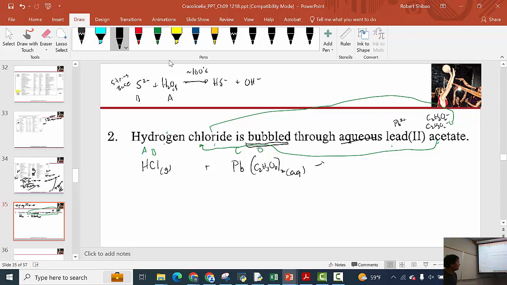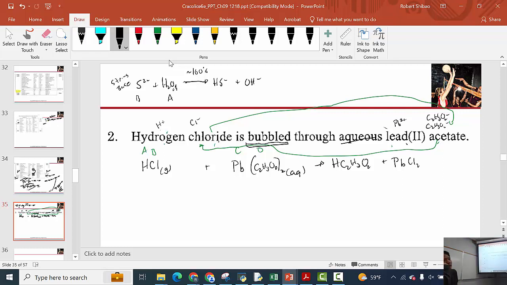So over here we're going to take the H plus and the acetate. Well, H plus and acetate are going to combine in what ratio? How many acetates do I need for every H plus? 1. And so it'll form hydrogen acetate and lead-2 chloride. So how many chlorides do I need for every lead? 2. So we have hydrogen acetate and lead-2 chloride. Okay, this is not balanced.